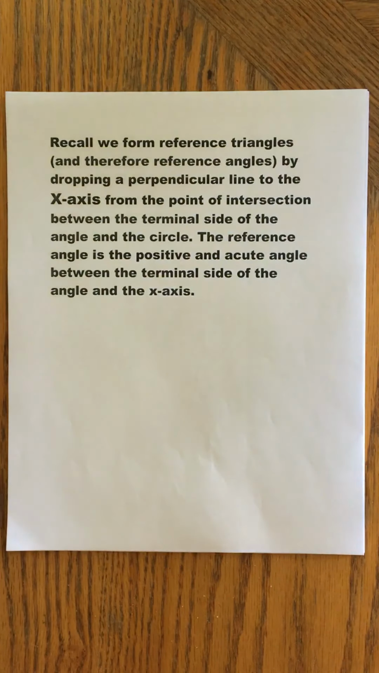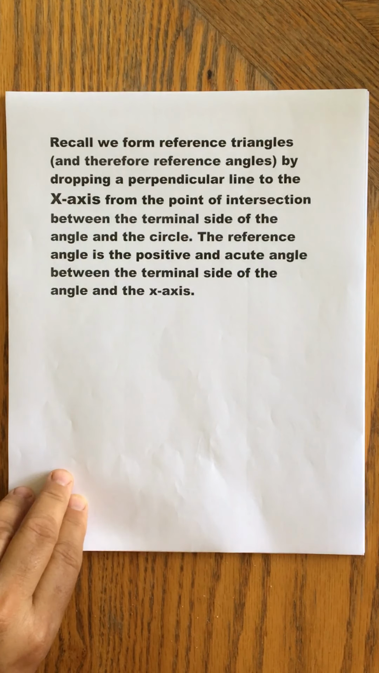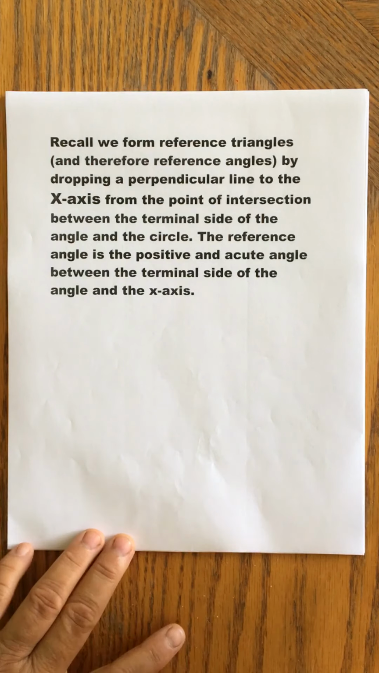All right, so I want to first remind you how we find reference angles, and basically you first find your reference triangle, and it's by dropping a perpendicular line to the x-axis from the point of intersection between the terminal side of the angle and the circle. The reference angle is the angle, the positive and acute angle between the terminal side of the angle and the x-axis. Now that's a lot of verbiage, and I do find that sometimes students have trouble drawing the reference triangle, and therefore the reference angle.